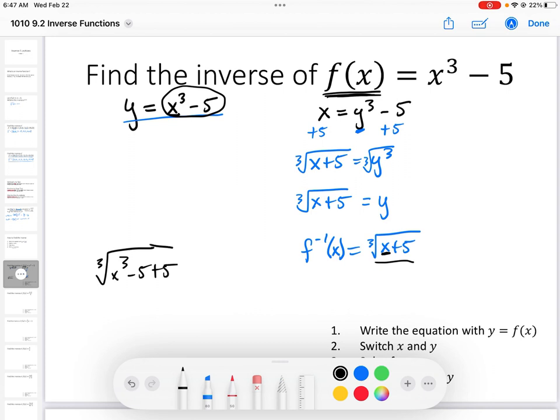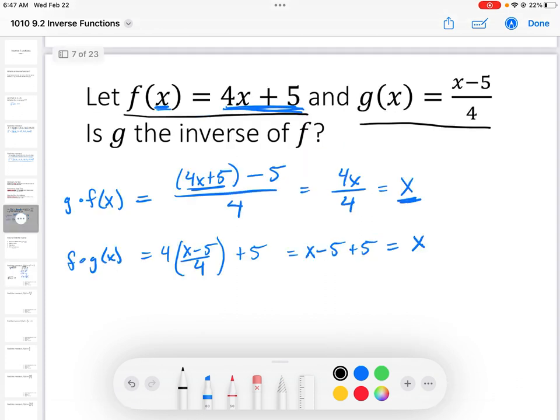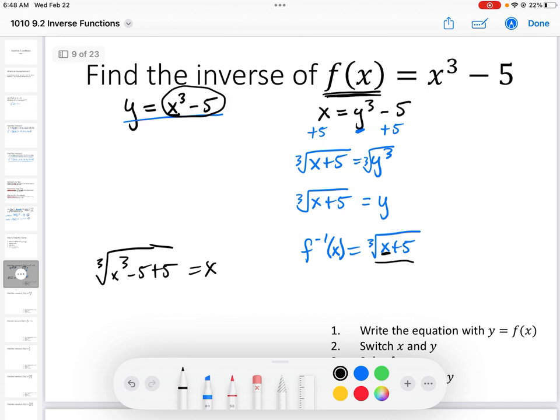But if you do minus 5 plus 5, that would equal 0, and the cube root of x cubed would just be x. And so what I did back on this slide can be helpful for testing to see if your answer is correct, because if you compose the two functions that are supposedly inverses of each other, you should get your input as your output of that composition. So that's how you would find the inverse of a function like this.